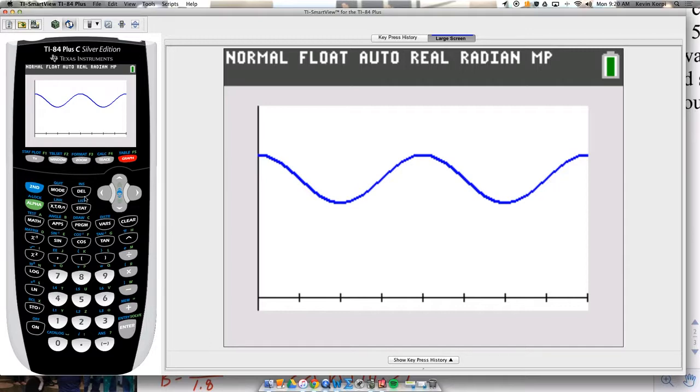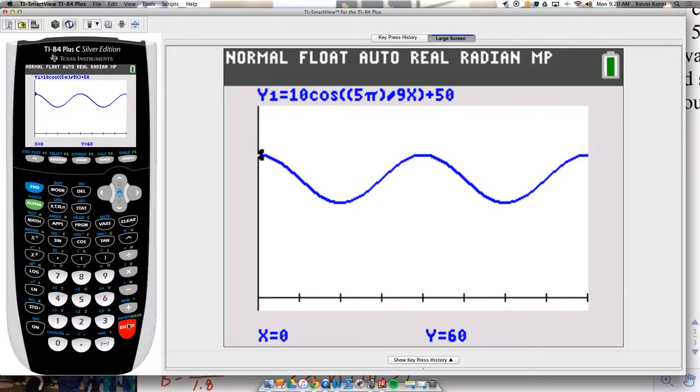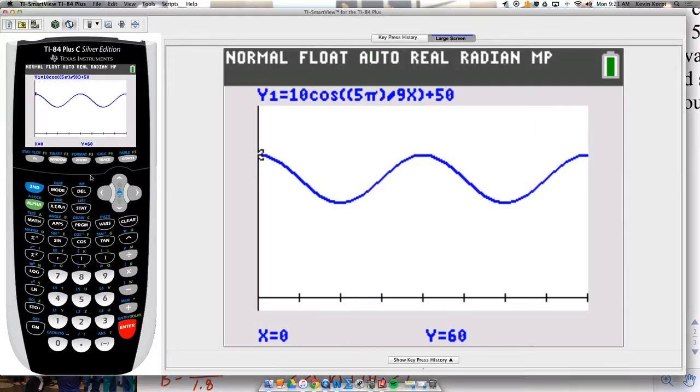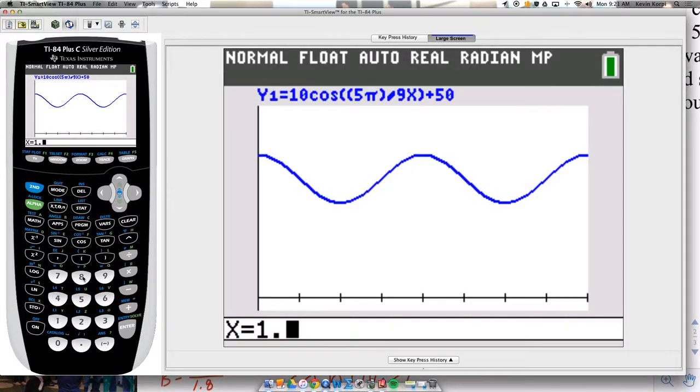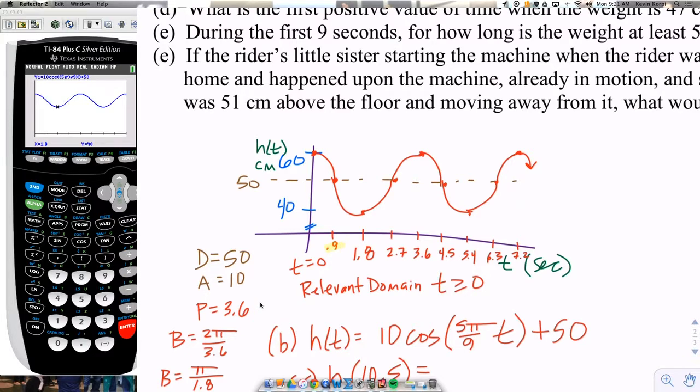Does this look like the one we graphed? Yeah, looks good. You can even verify a few points. Watch this. If you hit the trace button, punch in a 0, hit enter, you get 60. Is that where we started? Yeah, let's type in one more to verify. I know that at 1.8, I'm supposed to be at a low point. Let's see if the calculator knows that. If I trace 1.8, it gives me a low point of 40. What do I know now? I know that my equation and my graph are spot on correct. And so now I know I'm going to get the correct answers when I use the calculator.